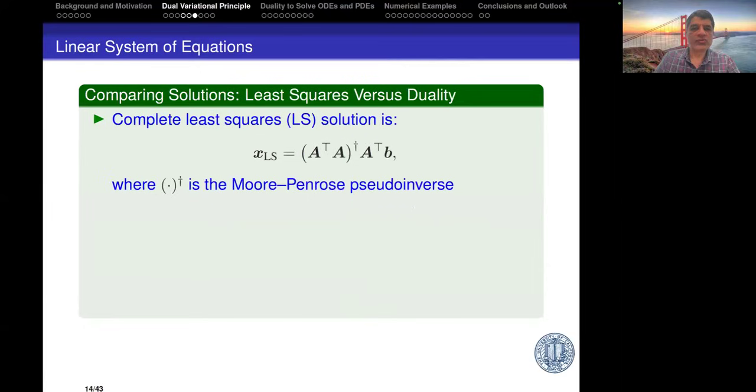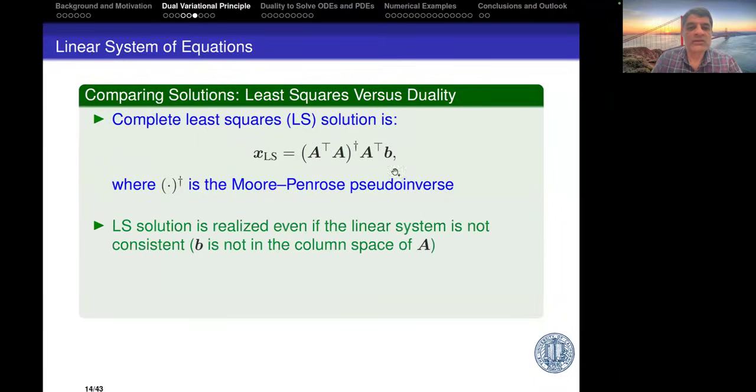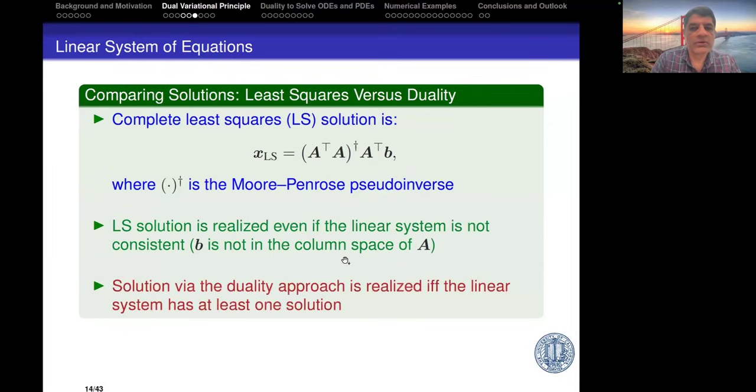But of course, everyone is familiar with least squares. So you might say, okay, what's the difference between least squares and this, right? In least squares, the solution is basically the A transpose A with the generalized inverse times A transpose B, as shown here. Note that even if the system is not consistent, B is not in the column space of A, you will get a solution. But as I told you before, the column space of AA transpose and A are the same. So therefore, the solution via duality will only be realized if the linear system has at least one solution. If it has no solutions, then you cannot solve it via the duality approach, whereas least squares will always give you a solution.